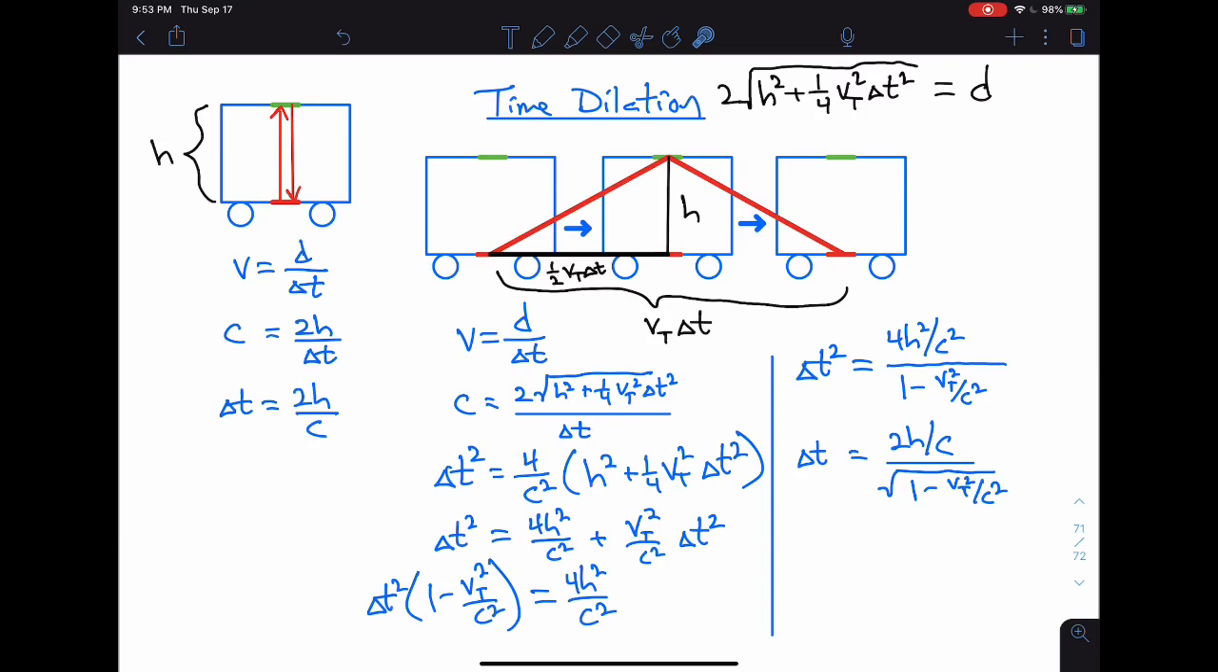Now, notice this 2h over c. That's the result we got over here. These two expressions are clearly not the same, which means these elapsed times between the two events, the photon being emitted and when it returns to the laser, have different elapsed times between them depending on who's watching. This is time dilation.